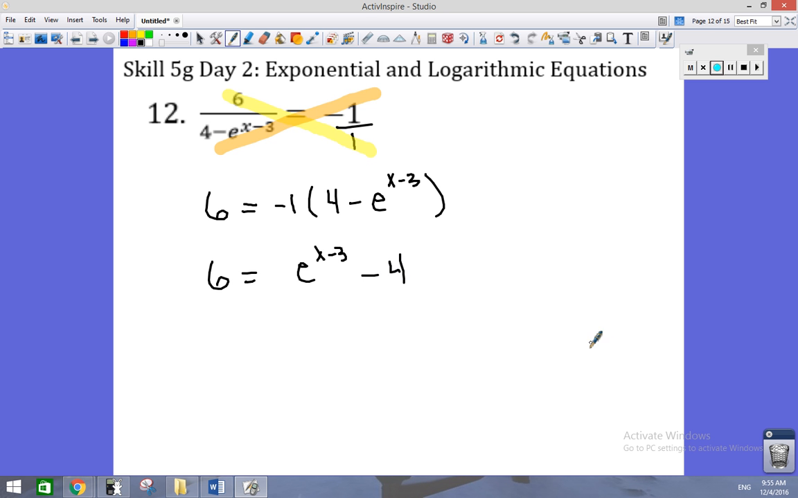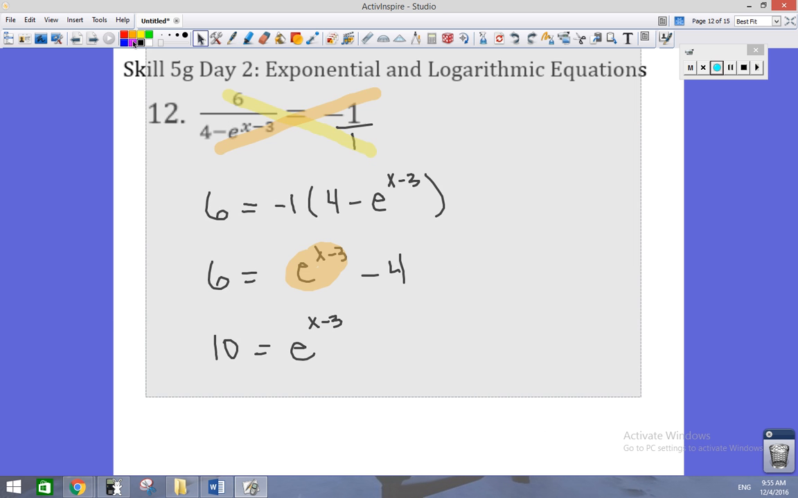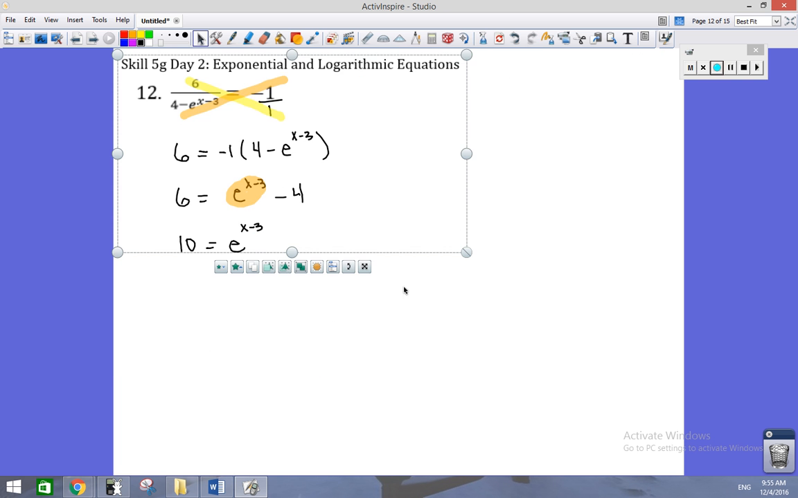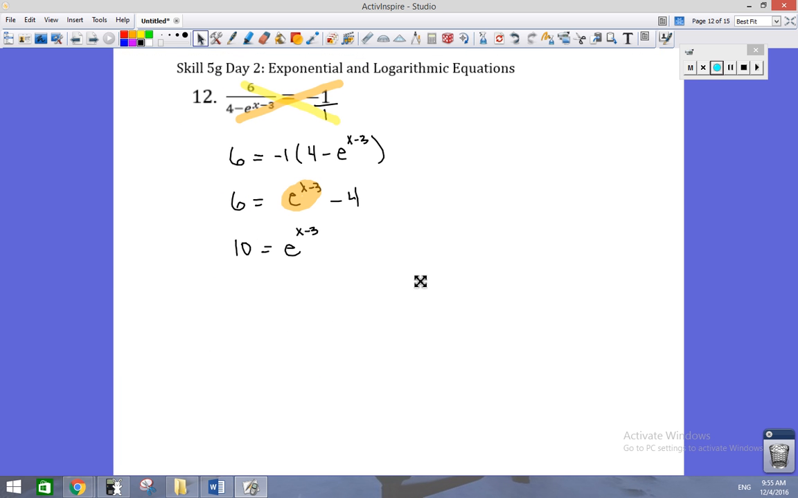Alright. So on the right-hand side I have two terms, and the term of interest that has my variable is this first term right here. So I need to add 4 to each side. So I've got 10 is equal to e raised to the x minus 3 power. So I need to get that exponent down to where I can isolate that x. So I need to take the natural log of each side because the natural log is base e.